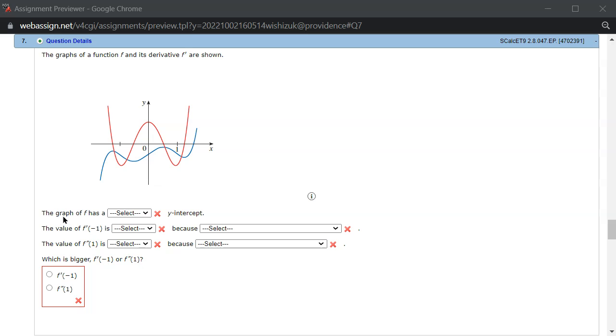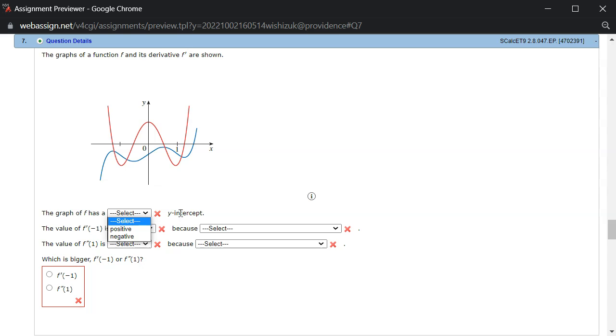So it says the graph of f has a y-intercept. The y-intercept of the blue one is on the negative side, so it's got to be negative, right?